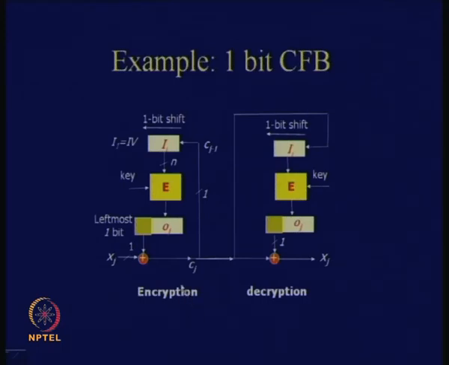You see that, as we already said, if there is an error, then the error at the decryption will remain as long as this corresponding error remains in this register I. After the effect disappears, you again get correct decryption. So, this is an example of a self synchronizing stream cipher.